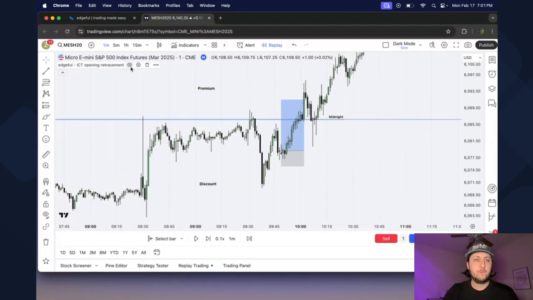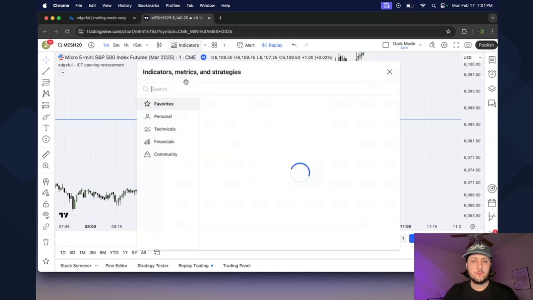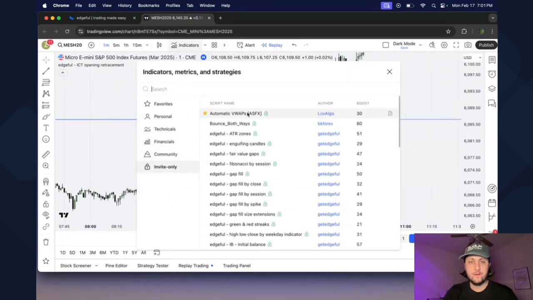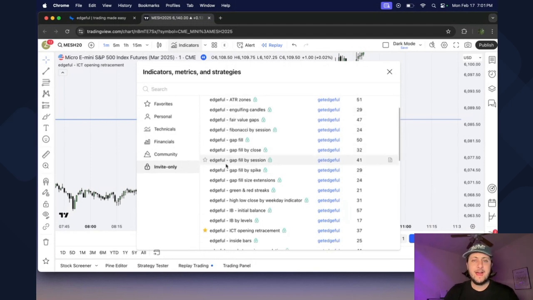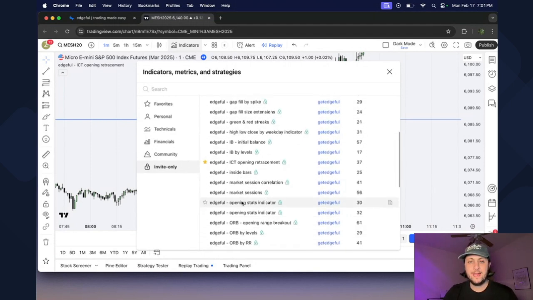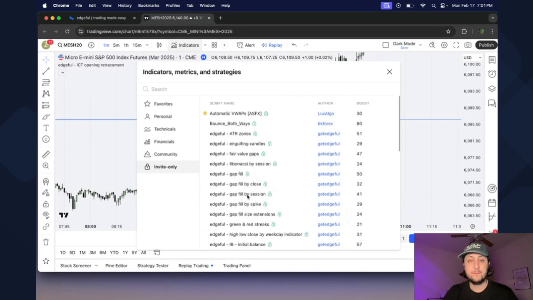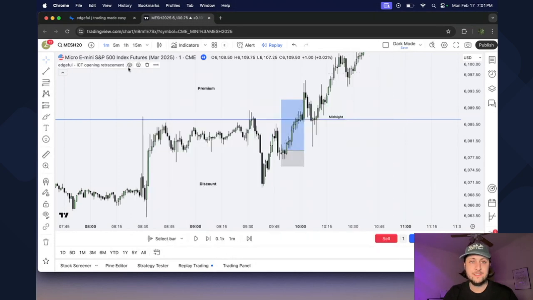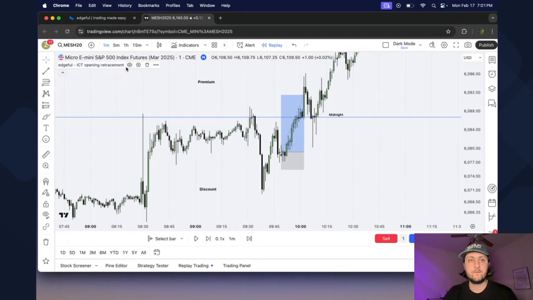Now, if we look at this indicator right here, this is actually one of the cool things about Edgeful. If you do have access to the platform, they have custom indicators that go hand in hand with the reports that they put out. So we are using the ICT opening retracement indicator, and boom, it's going to plot that on the chart for us.